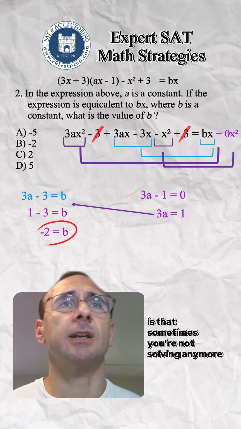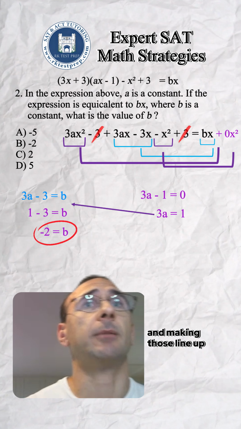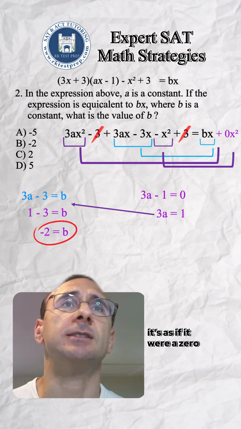So unique to the test, something you probably don't encounter too much in school, is that sometimes you're not solving anymore. You're just comparing what's in the same spot and making those line up. And if something doesn't appear, it's as if it were a 0.